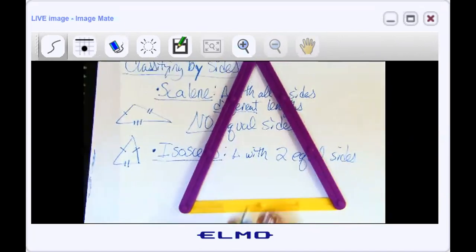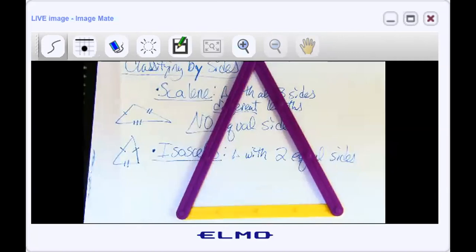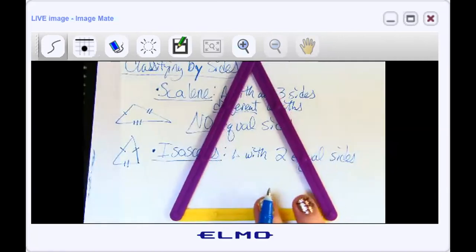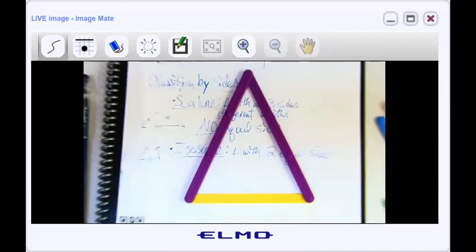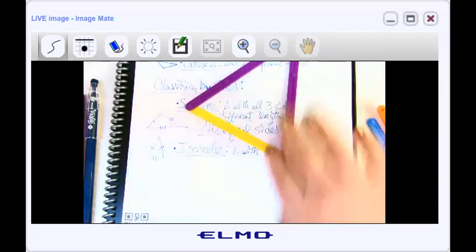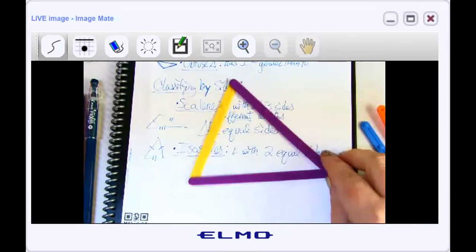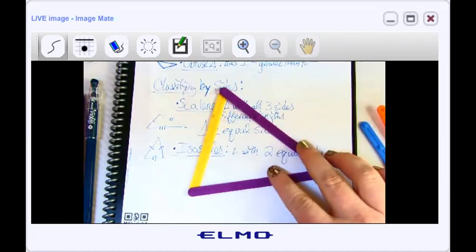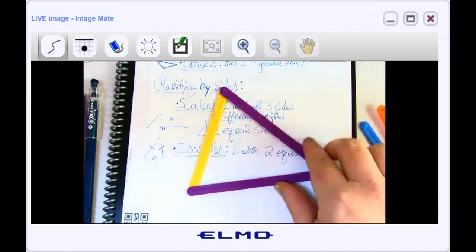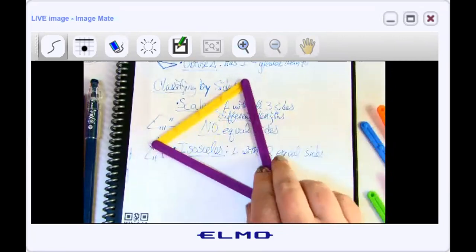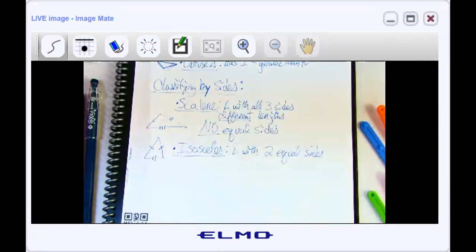So I have two purples, so you know that the two purples are the same, and then the yellow is different. Now, don't think that all isosceles triangles look like this, because they don't. Sometimes they'll be like this. So it's not always these two that are the same, the ones that are like here. That could be wherever, right? Could be anywhere. So isosceles, two sides the same.